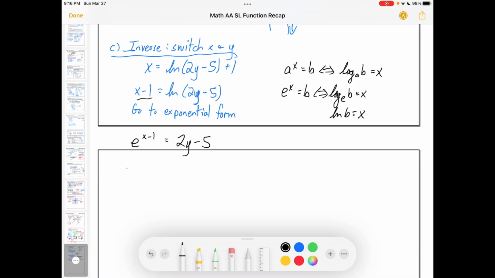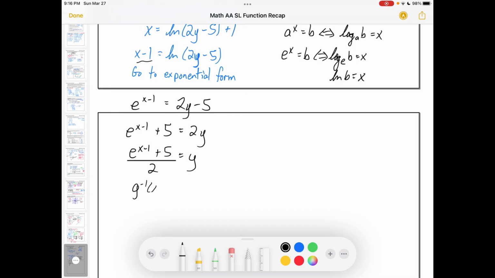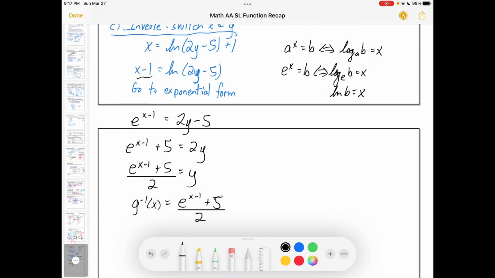Let's keep working this through. I'm going to add 5 to each side. And I'm not going to add it to that minus 1 because it's up in the exponent. And lastly, I'll divide by 2. So y is e to the x minus 1 plus 5 all over 2. If we go to our nice notation, that means g inverse is e to the x minus 1 plus 5 all over 2. Not surprisingly, the inverse of a logarithm was an exponential function.